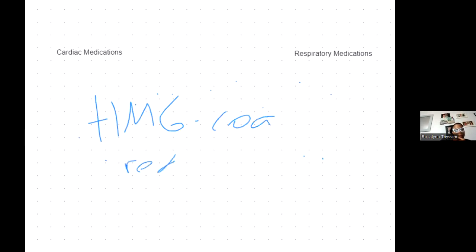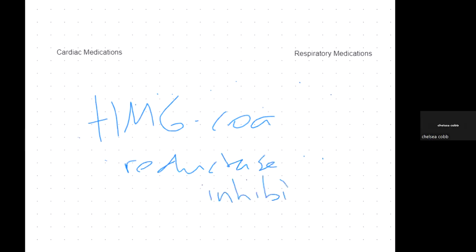Let's talk about medications for cholesterol. We have HMG-CoA reductase inhibitors. What is a suffix for these medications? Statins. These are our statin drugs, like lovastatin, atorvastatin. These are our statin drugs.